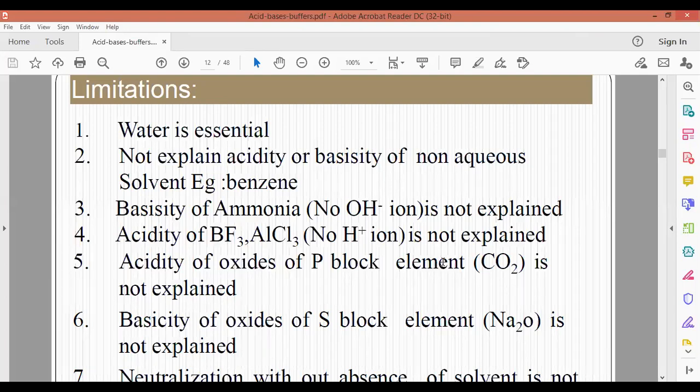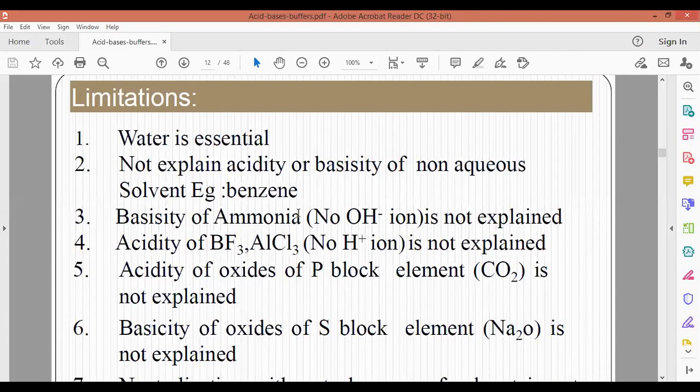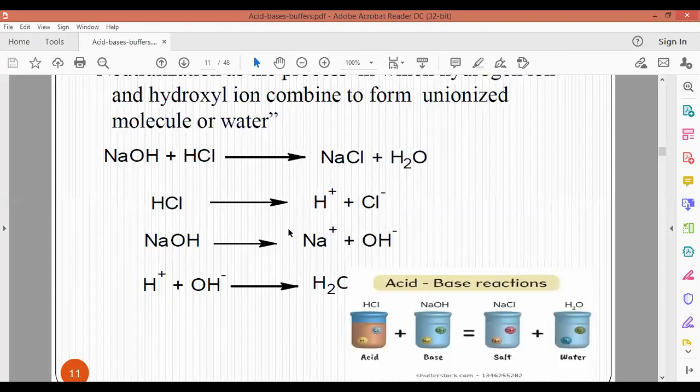When H+ ion combines with the OH- ion, there is a formation of a molecule. Which molecule? Unionized molecule, meaning ions are not formed. Nothing but the formation of water, that is called the neutralization process. So if the question asks you to define neutralization, then you have to write down this definition as well as the example. Any acid and base you take, it releases H+ as well as OH-, and there is a formation of the water molecule.